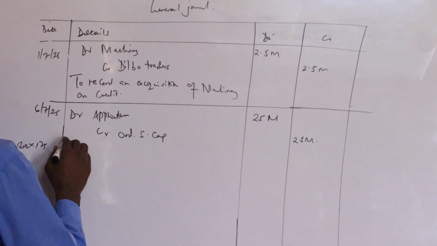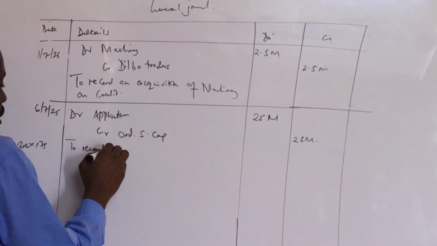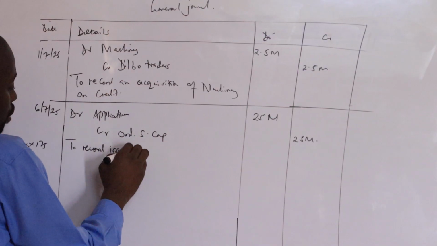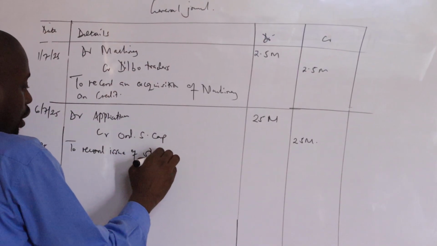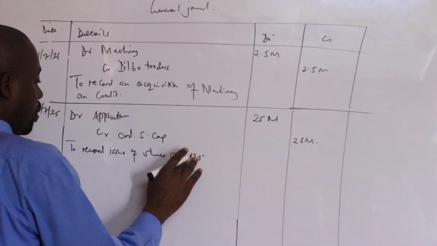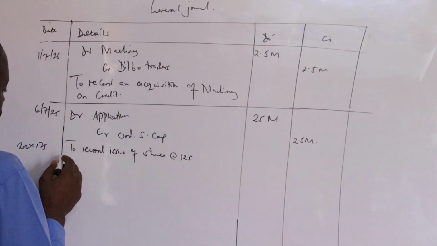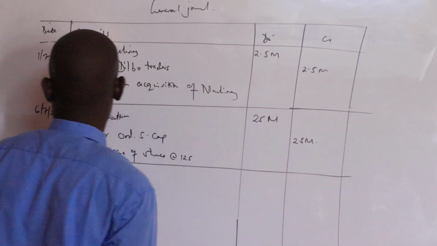I'll record that as application money. And that's also to record what? To record issue of shares at 125. Could be any currency, could be dollars, shillings, pounds, whatever it is.